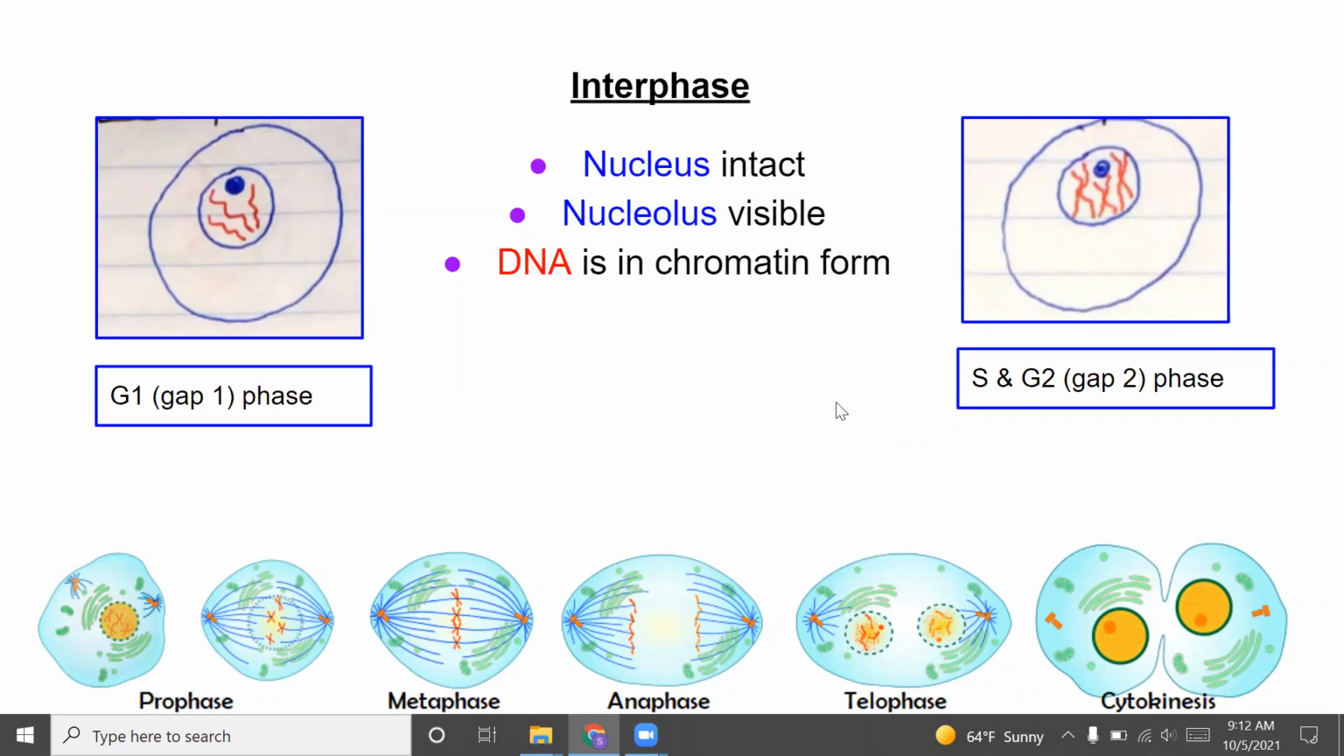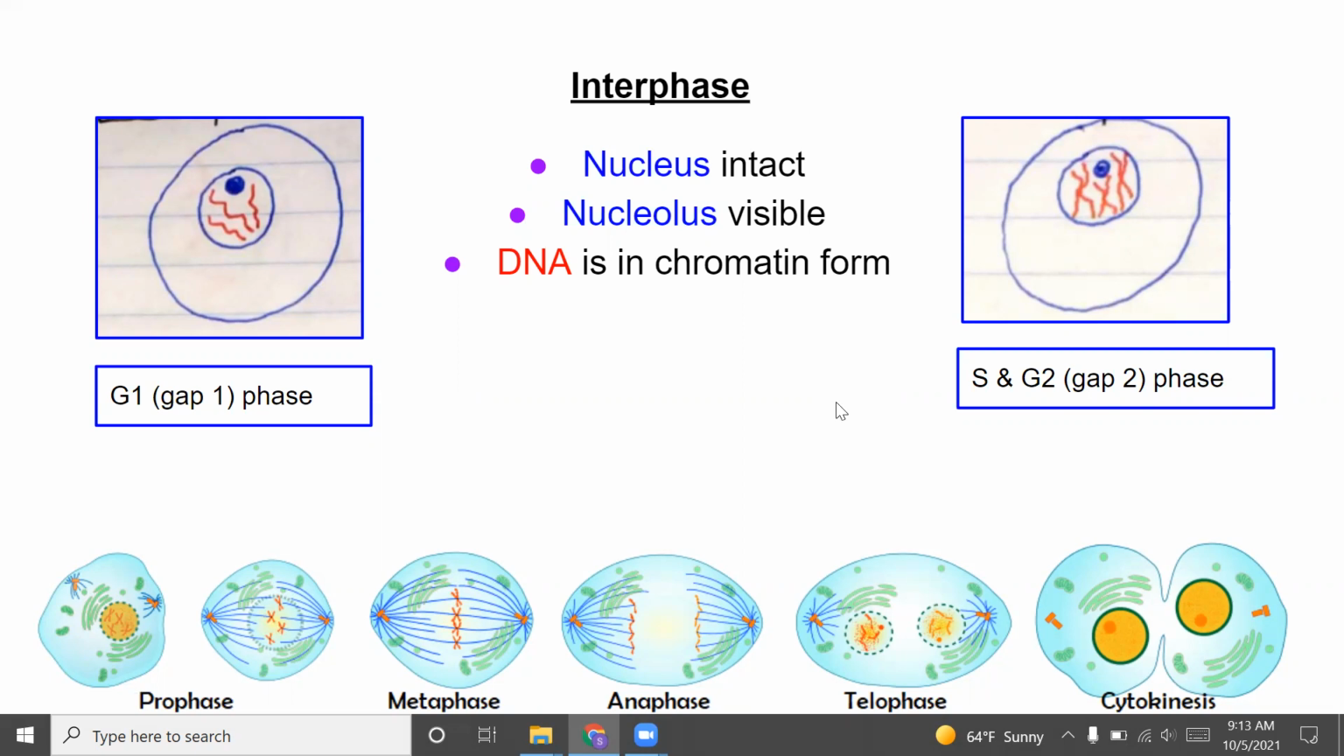We are going to draw in our notes. There is not a spot for interphase. Actually, there's a spot on page 4.